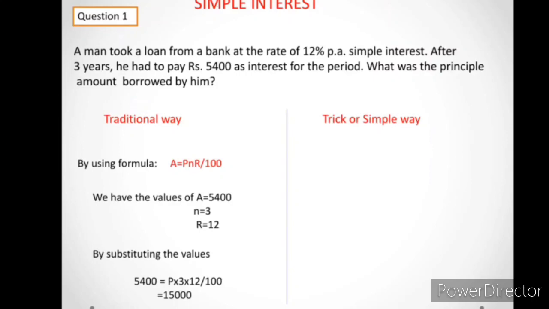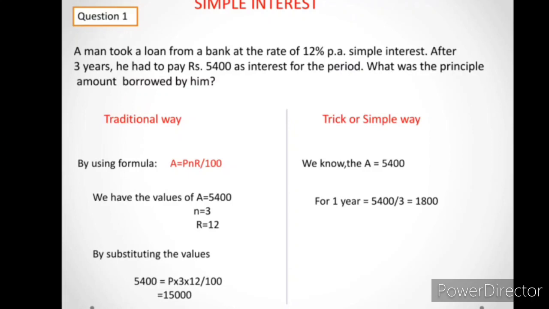Okay. For the trick, I am suggesting you guys read the question properly again and again. Then only can you understand the trick and apply it easily to the question. Here what we know from the question: interest equal to 5400, right? He had to pay 5400 as interest for the period. So for the 3 years he has to pay 5400. By that we will find it for 1 year, that is 5400 by 3, which is equal to 1800, right? Can we do that?